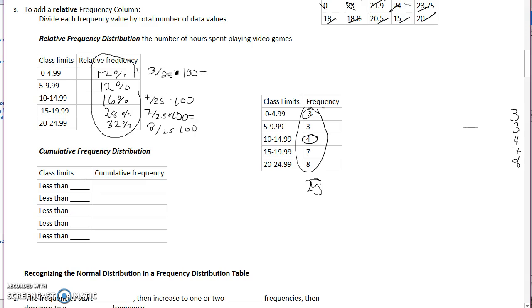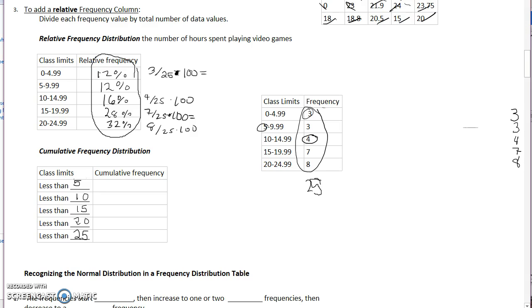The first class limit in the frequency distribution is going to be all the numbers less than 5. You can see that's the start of the next class, so we're going to follow that pattern. The next one will be less than 10, the next category less than 15, then 20, and then finally less than 25.